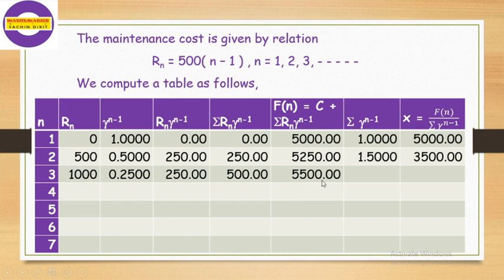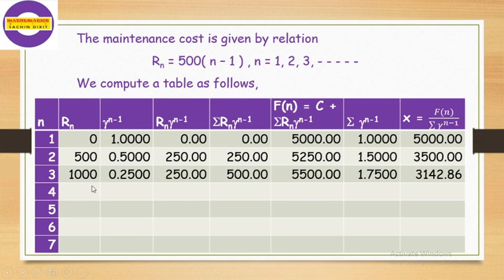Then we add the cost of the machine, that is 5000, to this 500, we get 5500. Then to find the sum of gamma raised to n minus 1, here it is 0.25, we add it to 1.50, we get 1.75. To find the average cost, we divide this 5500 by 1.75. We get 3142.86. Again it is a decreasing value.